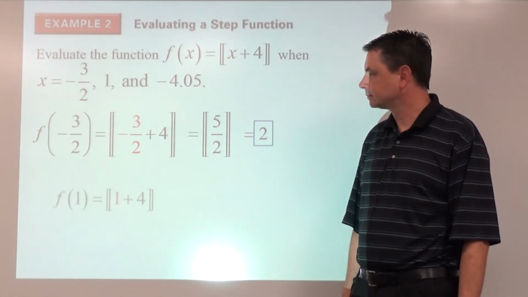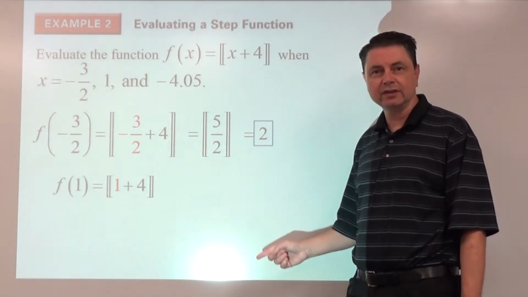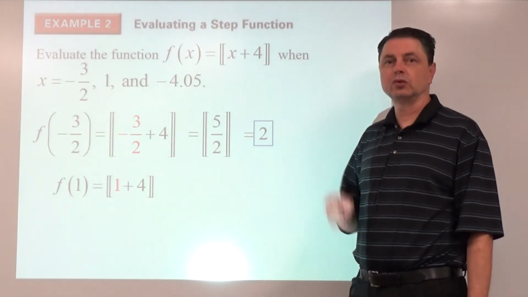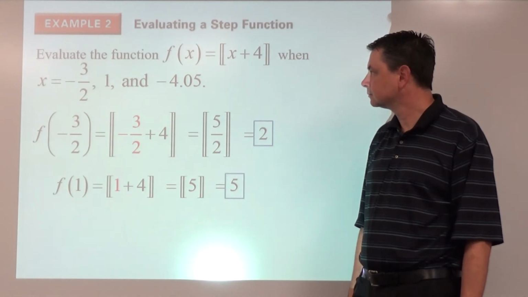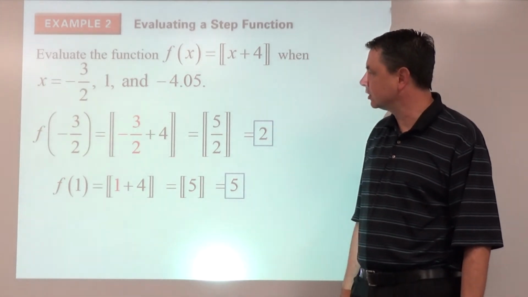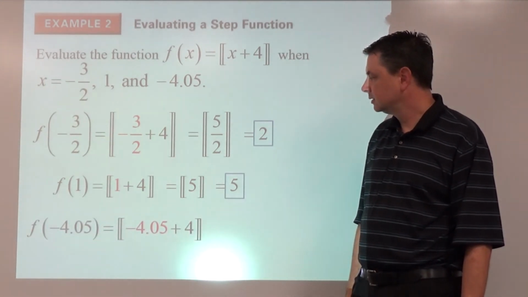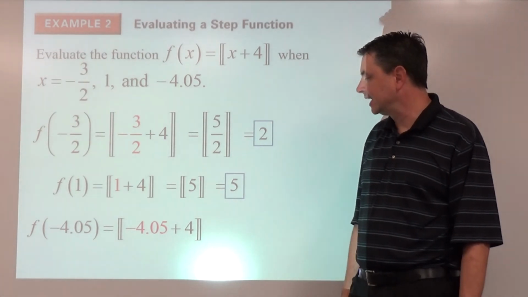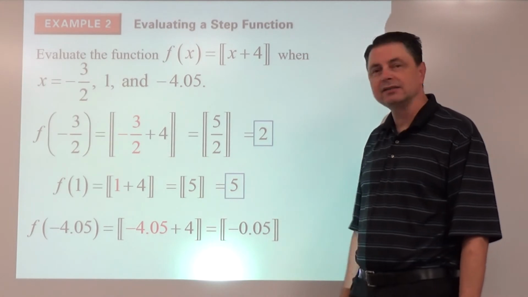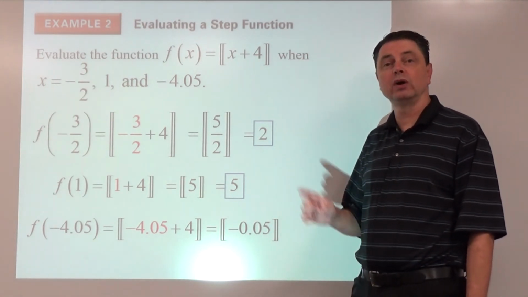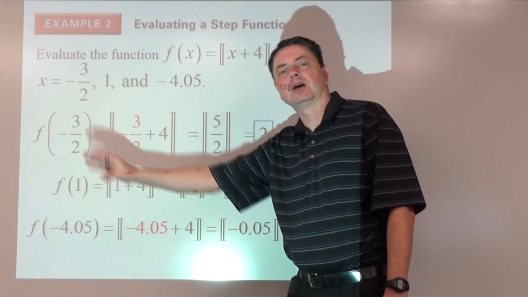f(1). 1 plus 4 is 5. That is an integer, so we'll stick with 5. Next, -4.05. We'll add that to 4. We get -0.05. Greatest integer of that. That is between -1 and 0, so we drop down to -1.